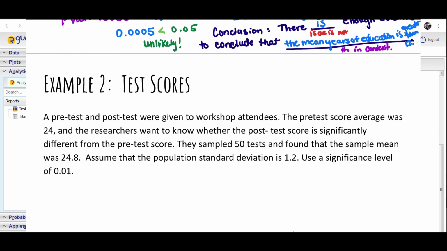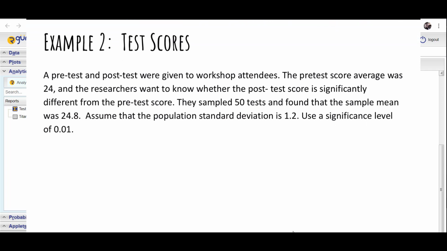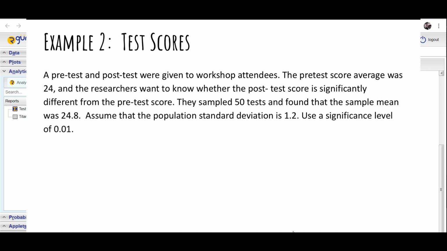Test scores. A pre-test and post-test were given to workshop attendees. The pre-test score average was 24. And the researchers want to know whether the post-test score is significantly different from the pre-test score. They sampled 50 tests and found that the sample mean was 24.8. Assume the population standard deviation is 1.2. Use a significance level of 0.01.